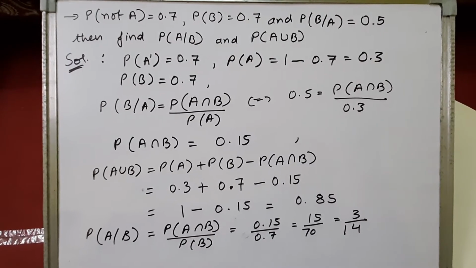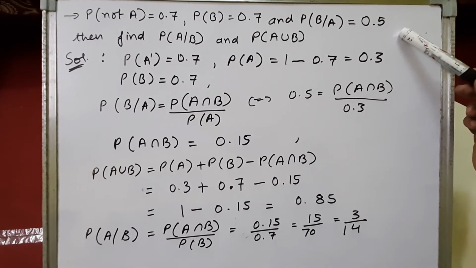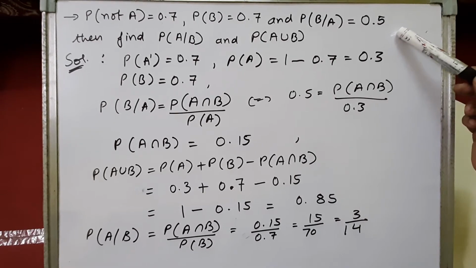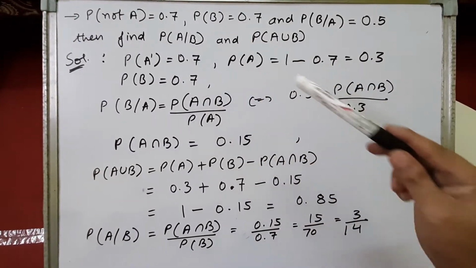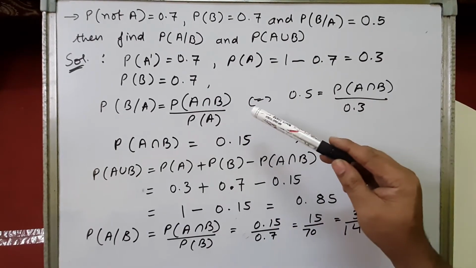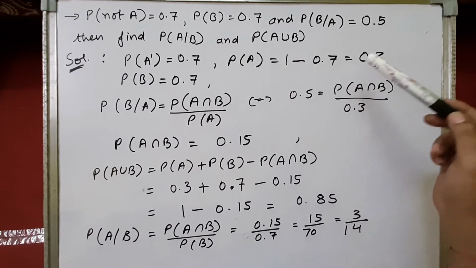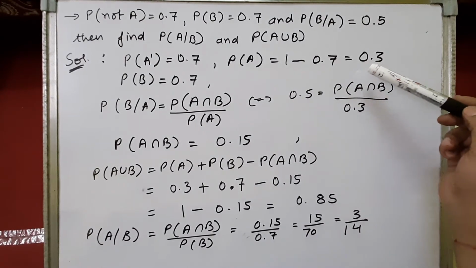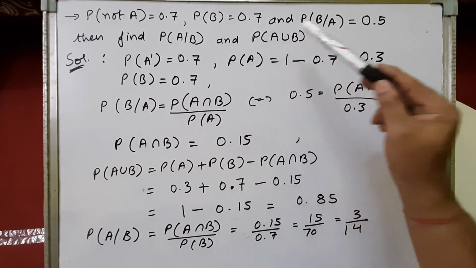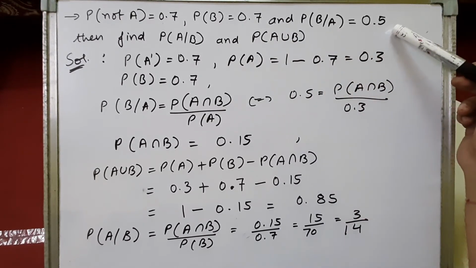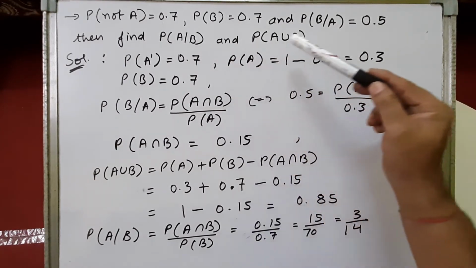Okay children, let's discuss a few sums. In this sum it is given that probability of not A is 0.7, probability of B is 0.7. Probability of not A means probability of A complement. So the probability of A complement is 0.7, that means the probability of A will be 1 minus 0.7, which is 0.3. Probability of B is given as 0.7, probability of B upon A is 0.5, and we have to find the probability of A upon B and probability of A union B.